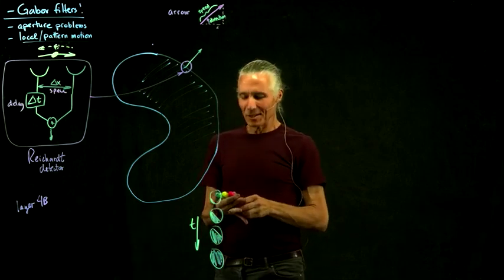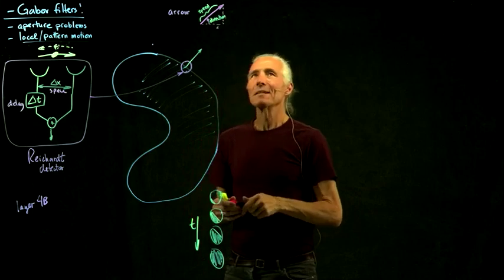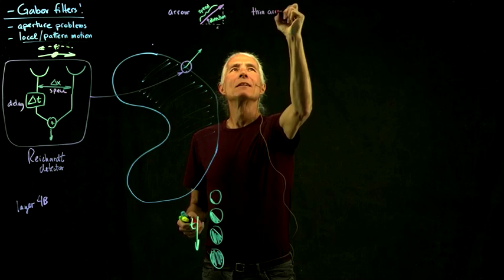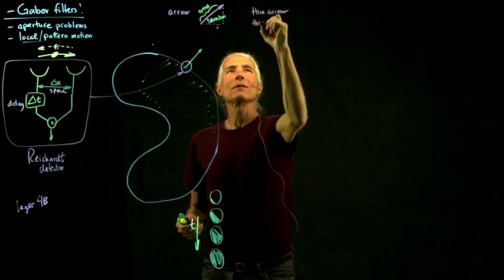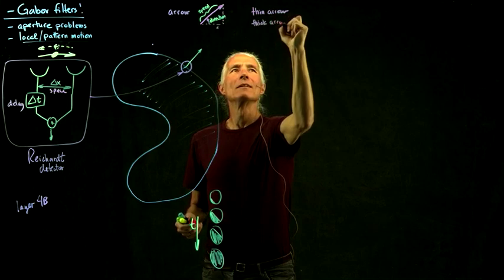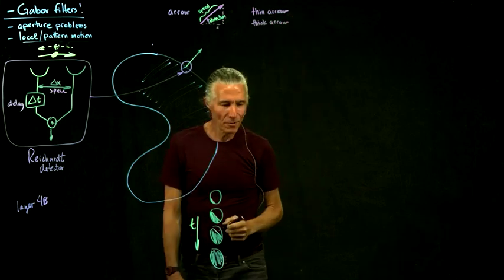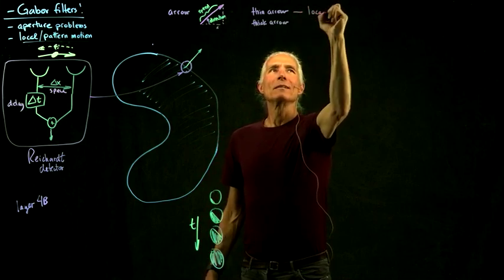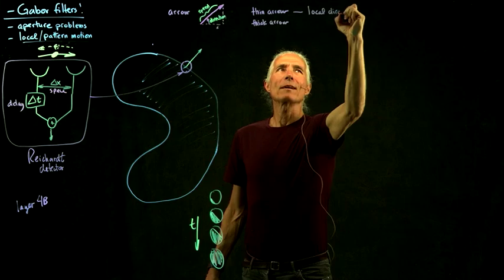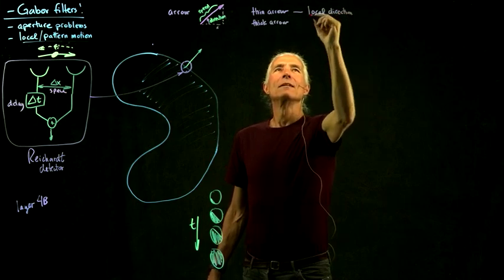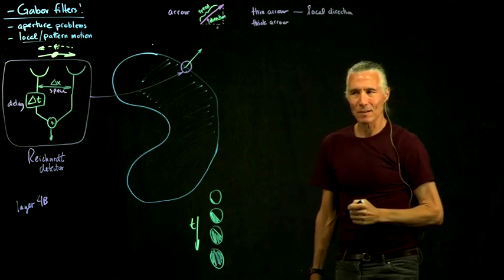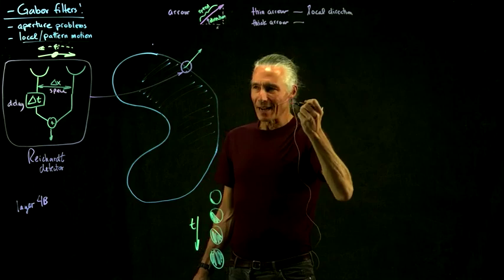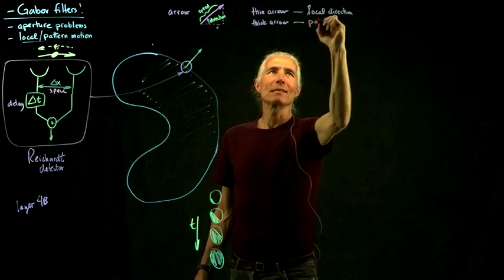Okay, so now we're going to make a distinction between thin arrows and thick arrows. Our thin arrow is going to be what we'll call the local direction. And the local direction is what the Reichardt detector tells us, but that might not be the actual direction. And the thick arrow will be the actual direction, the pattern direction. What direction is it actually moving?